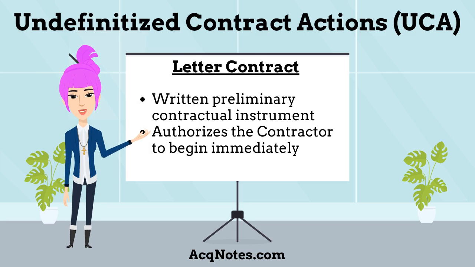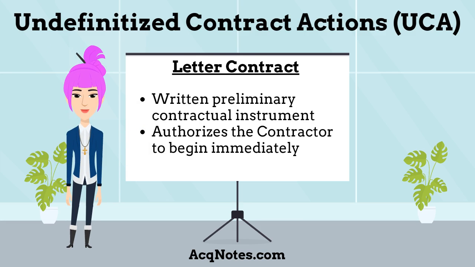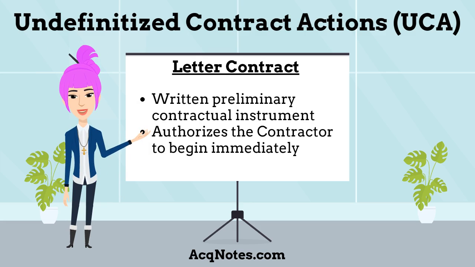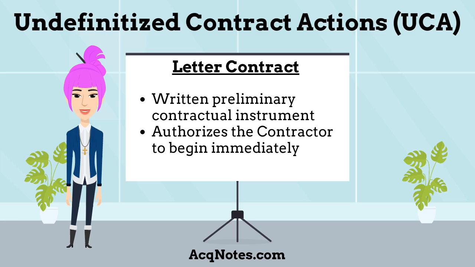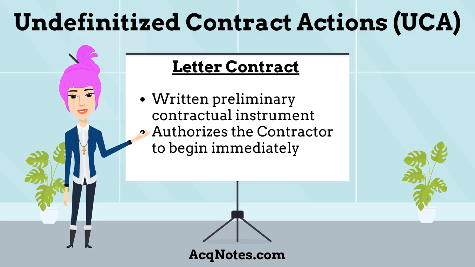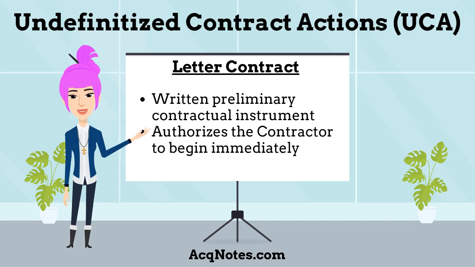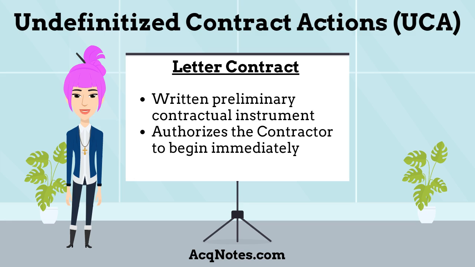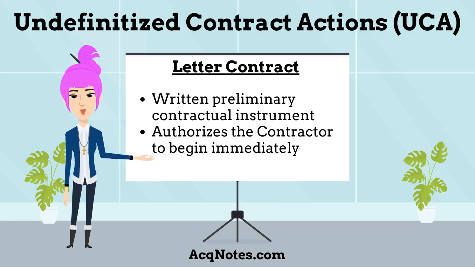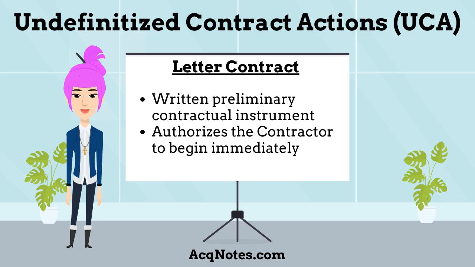One of the most common tools to use to execute an undefinitized contract action is a letter contract. A letter contract is a written preliminary contractual instrument that authorizes the contractor to begin immediately manufacturing supplies or performing services. A letter contract should be as complete and definitive as possible under the circumstances.